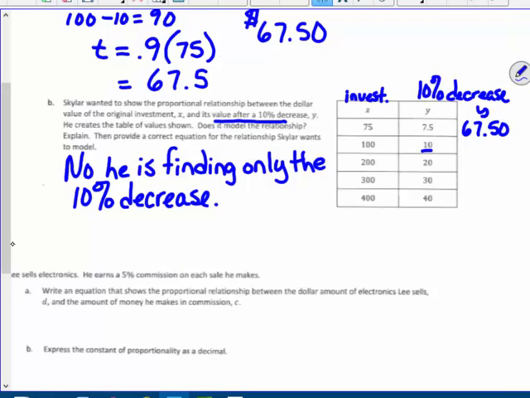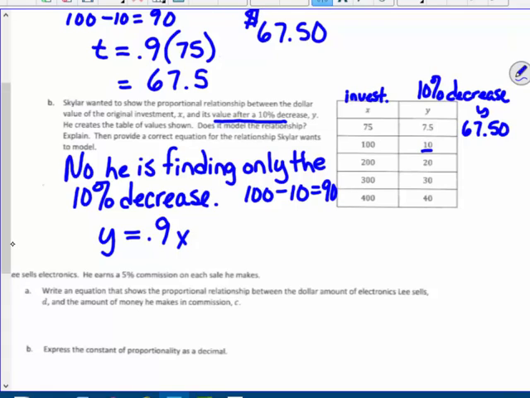Provide a correct equation. Well, I did it up here. It's 9/10. So using the variables in the table, his investment will be worth 90%, right? He's got to do the 100 minus the 10 to get the 90%. That's really what he should have: 90% of the X, the original investment.